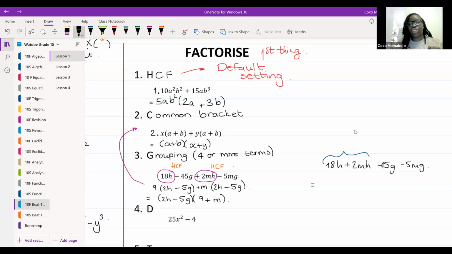It's not just H. Good. Mawande, be very careful. That's it, Lindo Gushe. That's it. Good. It's 2H. We can take 2H out, guys. And if I open brackets, if I take 2H out, I'm going to have 9 plus M left over.